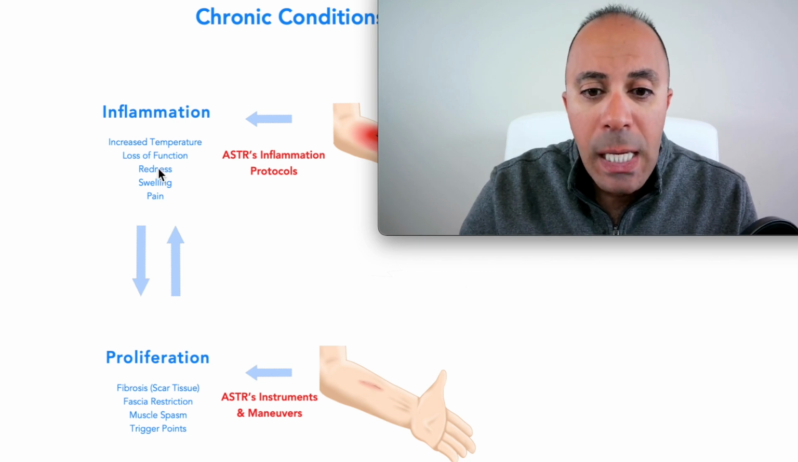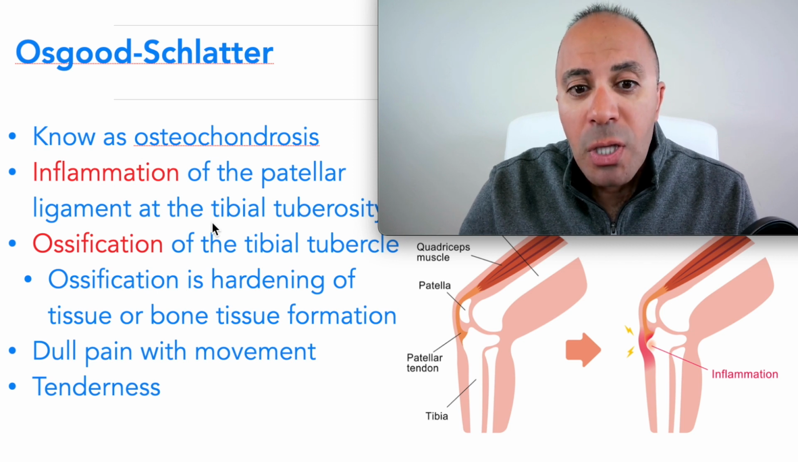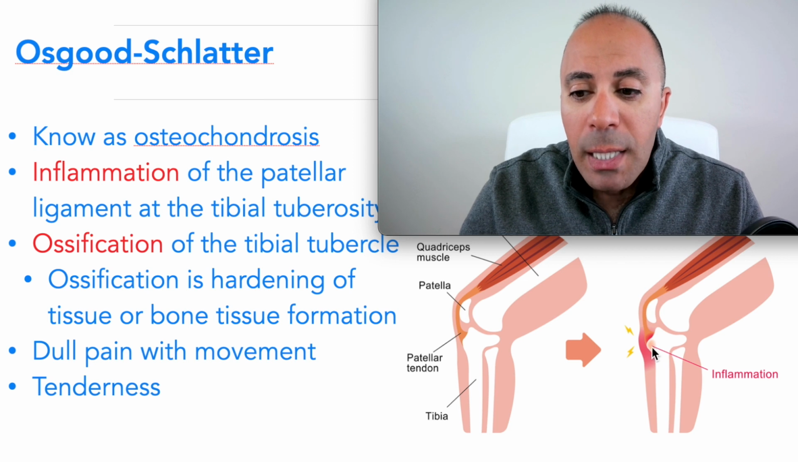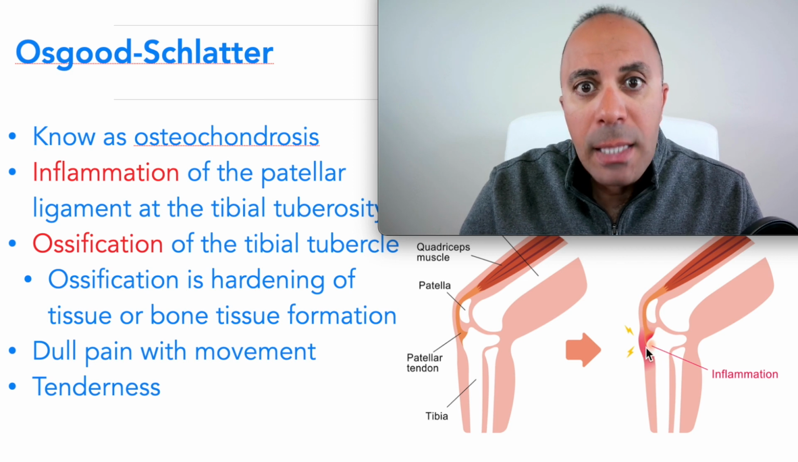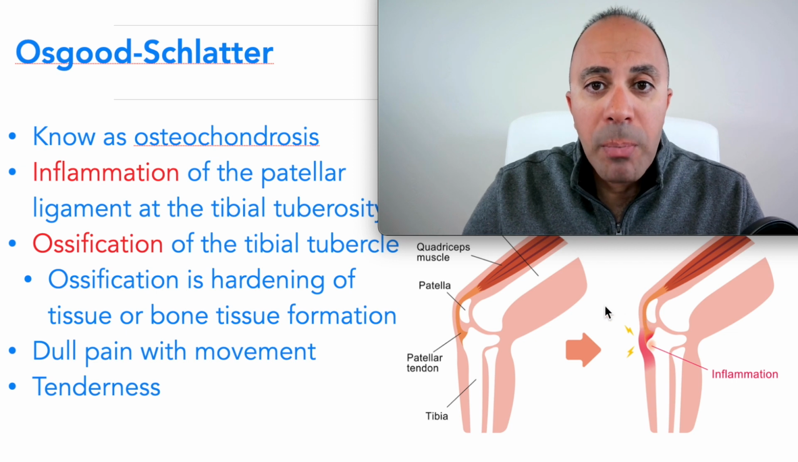And you can see it here. Inflammation, proliferation, that's the definition of Osgood Schlatter. That's inflammation, proliferation, which is scarring in the ligament, and scarring here in the tibial tuberosity, plus inflammation of the ligament. So how to treat the root cause of the problem?